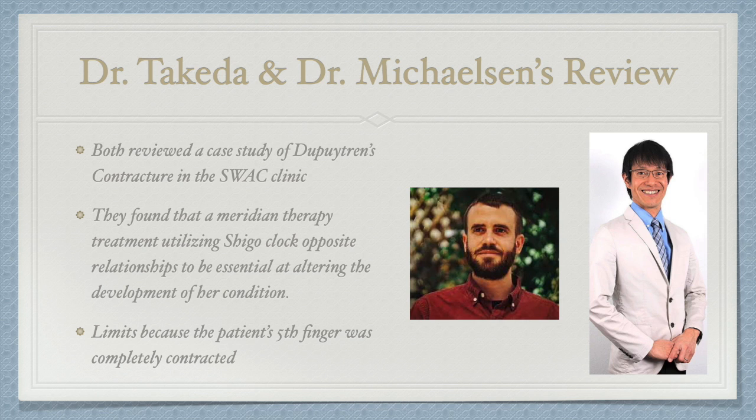So what they found when they were doing meridian therapy is that the best form of treatment was to utilize the Shigo clock opposite relationships, and these happen to be extremely essential in altering the development of her condition. So what they did is they put some rice grain moxa on the tendon, as well as did some small intestine points and some other liver points. Because what they found was that small intestine was excess and its clock opposite, liver, was deficient. So they were able to treat the root and they were able to bring a little bit of mobility to her, which was very nice.